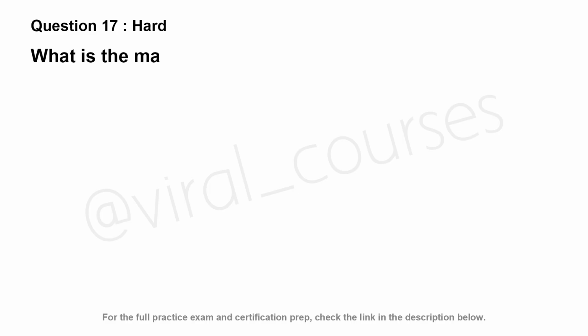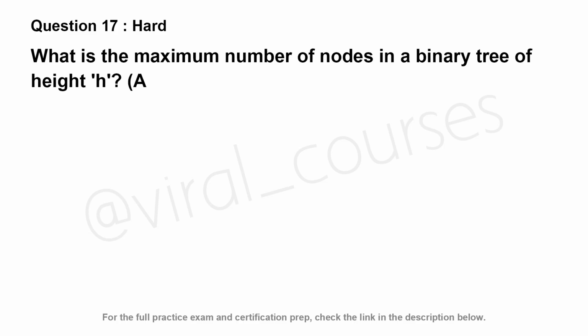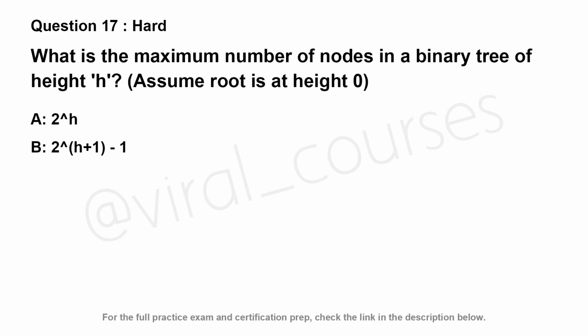What is the maximum number of nodes in a binary tree of height h? Assume root is at height 0. Option A, 2^h. Option B, 2^(h+1) - 1. Option C, 2^(h+1). Option D, 2h.